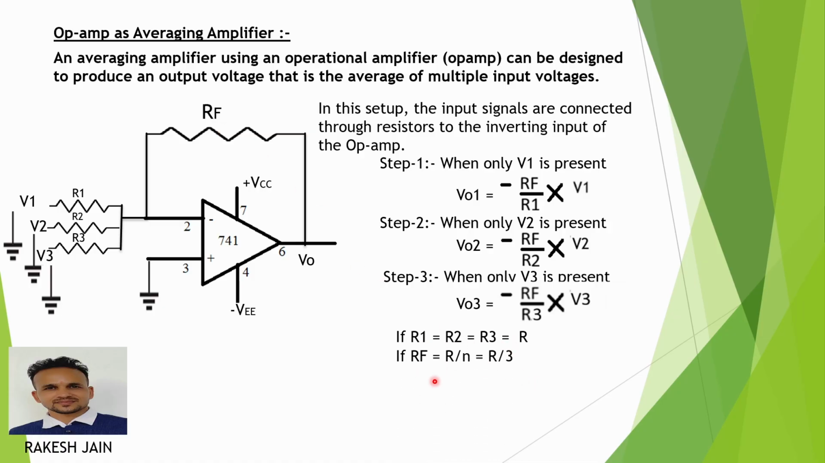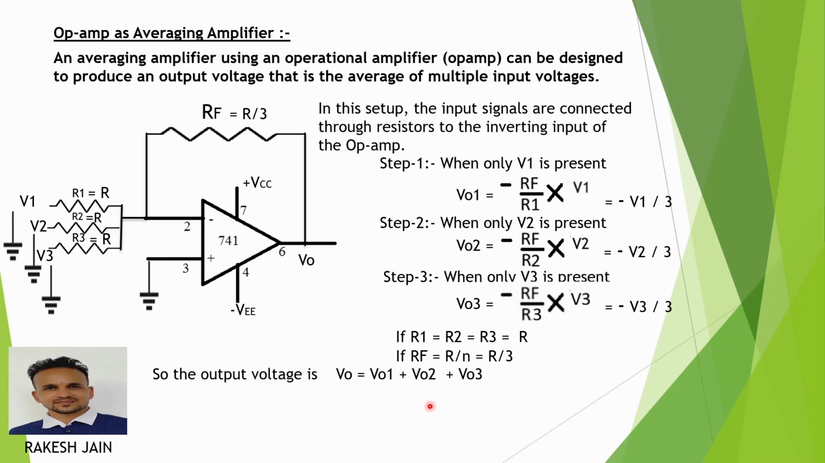But here only the series resistances are equal. See in the diagram. And if the feedback resistor is equal to R by N, where N means the number of inputs, because here V1, V2, V3 are 3 inputs, so I put 3 here. So see in the diagram, R1 equal to R2 equal to R3 are the same value resistances, but Rf equals R by 3, one third of these series resistances. Then the first output voltage becomes minus V1 by 3, the second output voltage becomes minus V2 by 3, and the third output voltage becomes minus V3 by 3.